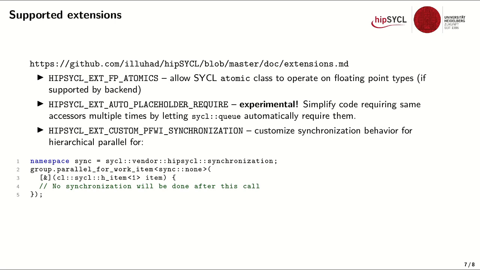And then there's the custom parallel_for_work_item synchronization extension, which allows the user to customize the behavior of the hierarchical parallel for with respect to synchronization. The SYCL specification requires that at the end of a parallel_for_work_item, a barrier must be executed. However, in HipSYCL, you can pass some template arguments to parallel_for_work_item. For example, if you pass sync none to it, then no synchronization will be done at the end. In the same way, you can also tell it to do a memfence instead of a barrier, for example. If you pass no template argument at all, then it will still do the regular barrier as required by the specification.